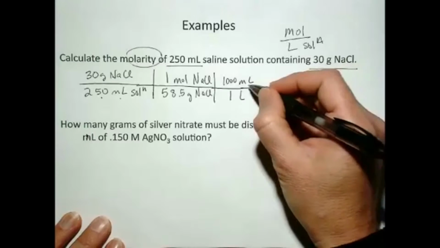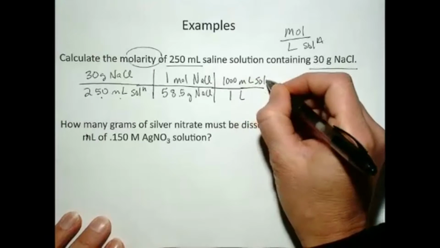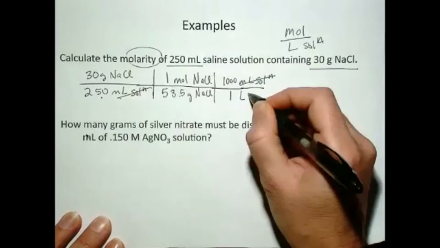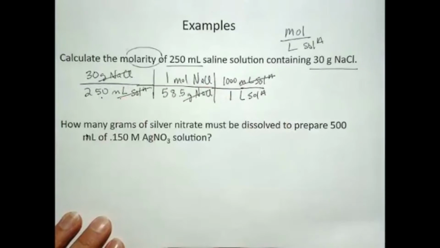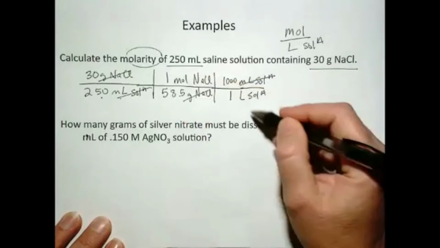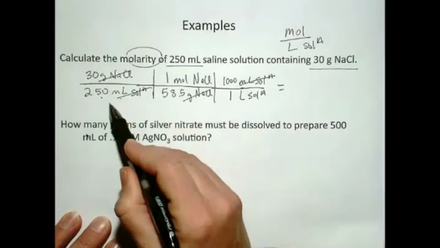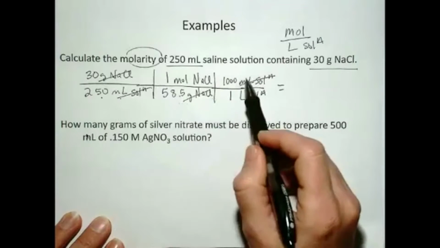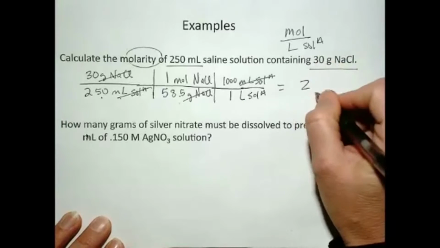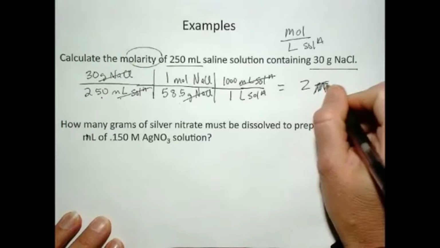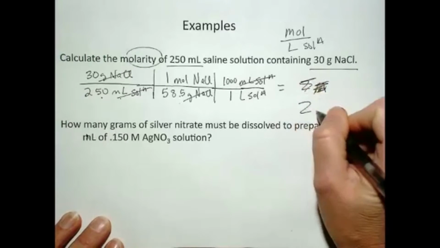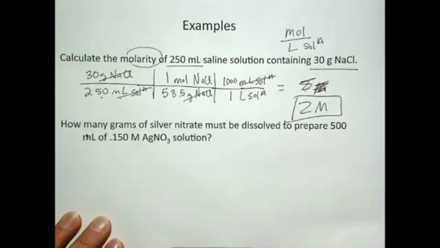And then you just do the math, because the milliliter of solution unit is going to cancel. You're left in units of liters of solution, and the gram of solute is going to cancel. You're left in units of moles per liter. So it's just 30 divided by 250 divided by 58.5 times 1,000, and that equals a 2 molar solution. A 2 molar solution.